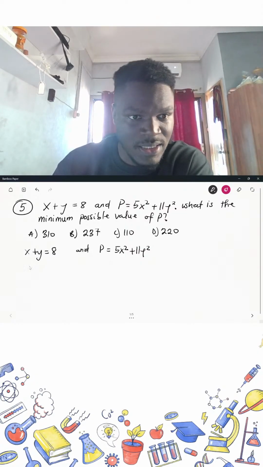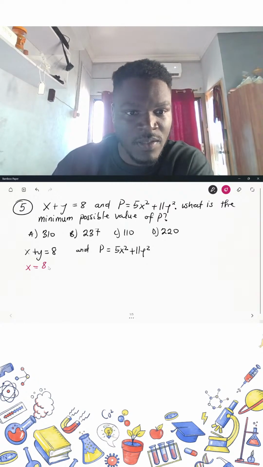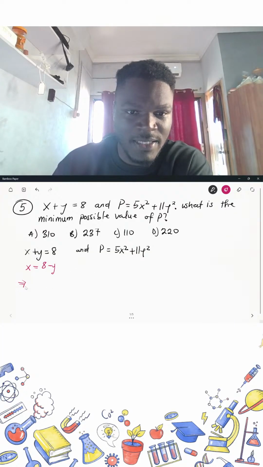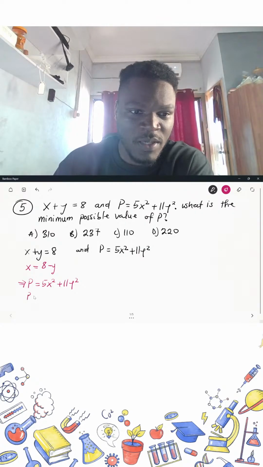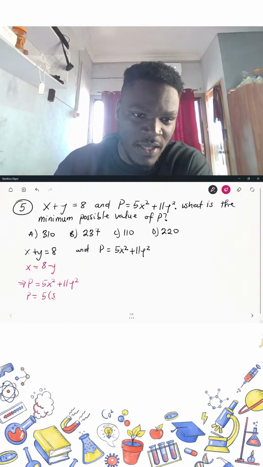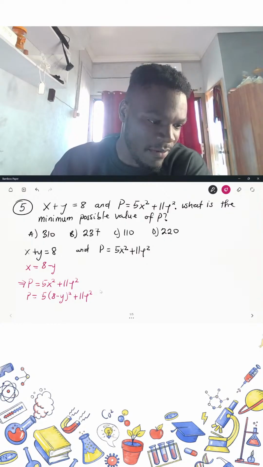What I would do in this case is I have x will be equal to, I send the y to the other side of the equal sign, so I have 8 minus y. That becomes x. And so it implies that my expression p is equal to 5x squared plus 11y squared will now be p is equal to 5, in place of x I will write 8 minus y, so 5 times (8 minus y) squared plus 11y squared. Are we okay? This is what I will now have.